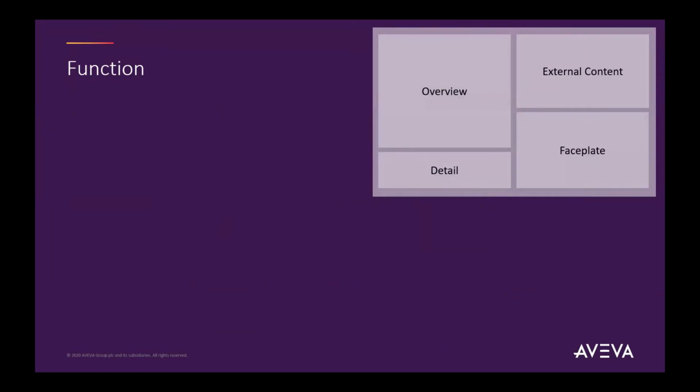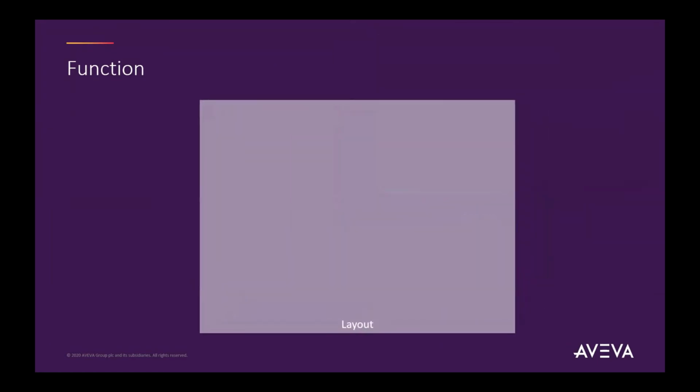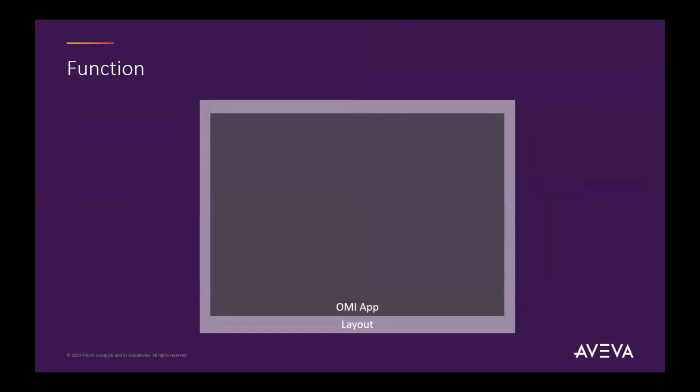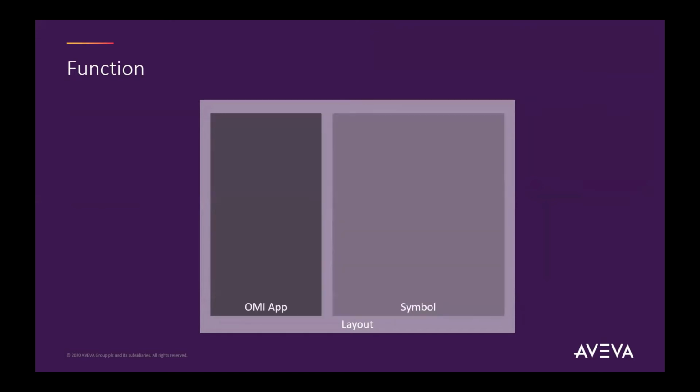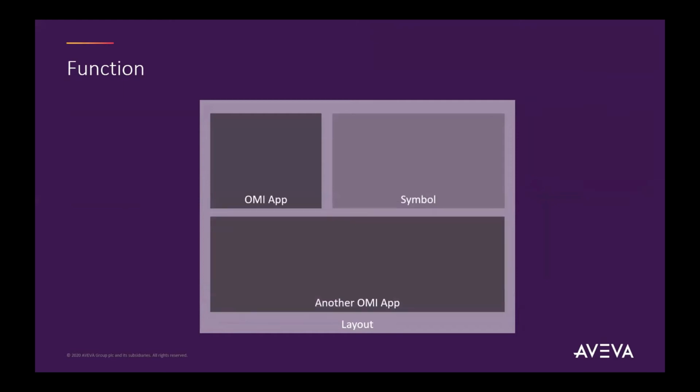Speaking of this, let's look a little bit closer at how we do these layouts. So to build a layout, we create a new layout, and by default, there's one pane on this layout. So I can drop something. I can drop an OMI app on there, for instance, and that will fill up the entire layout screen. Or I can slice this thing into two pieces and put an app on one side and put a symbol on the other side, or multiple slices if I want to do that. So I can build a layout like that.